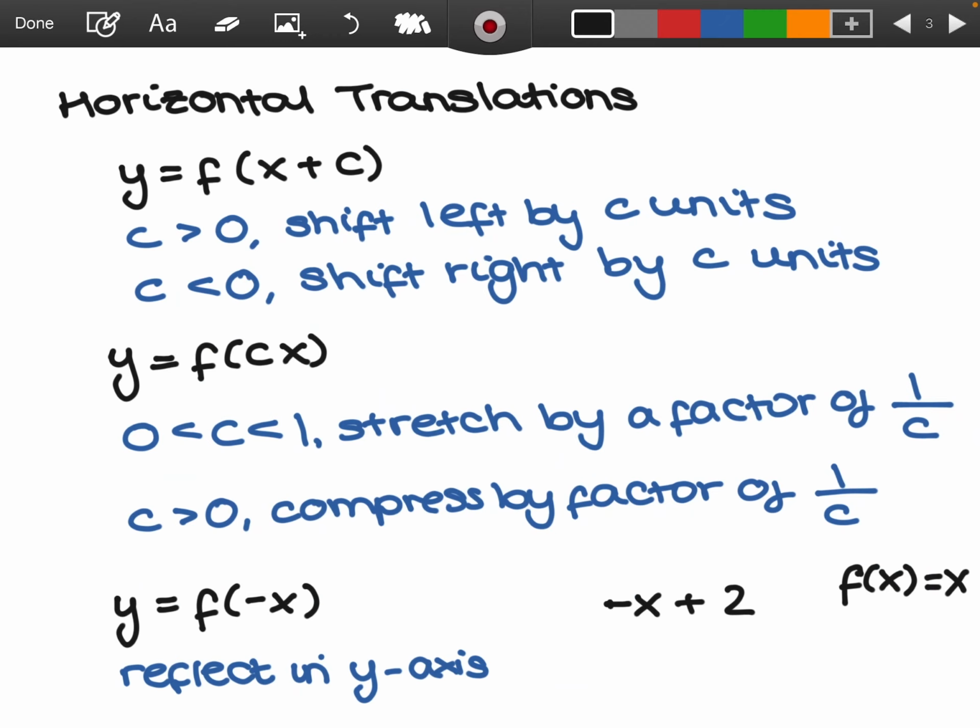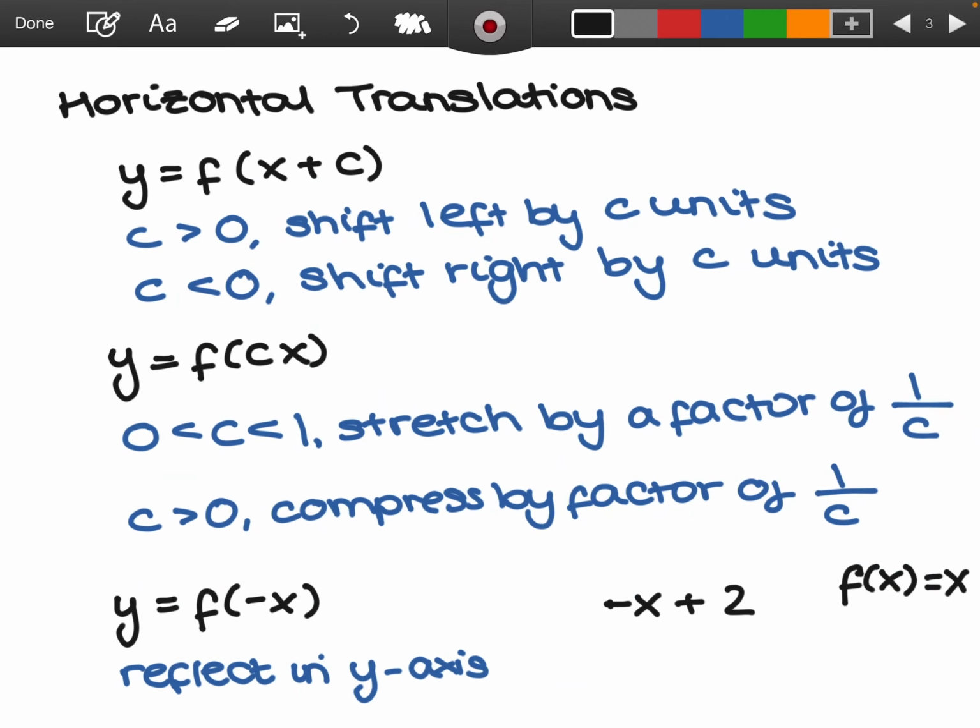Just because of how a number line works, you think if c is greater than 0, I'm going to move it in the positive direction of the x-axis. You don't. It's actually the opposite to what you think. So if you had something like x minus 2 replacing every x in your function, you would actually shift it to the right, and if you had x plus 2, you would shift it to the left by those 2 units. So it's the opposite to what you think.